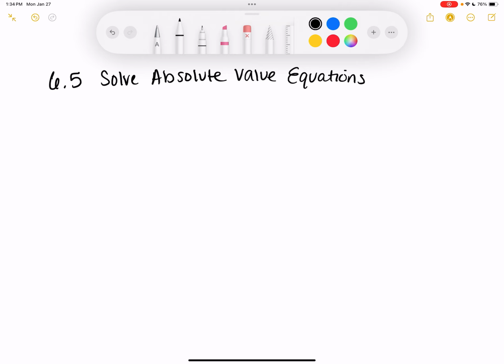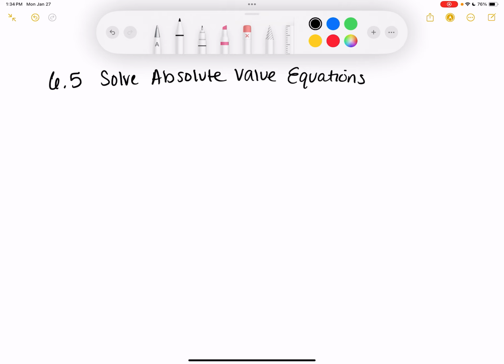All right, between today and tomorrow, this is going to have a lot of similarities with the stuff that we've been doing. Obviously, we've been doing inequalities. These two sections, 6.5 and 6.6, go together. This is absolute value equations. Tomorrow is going to be absolute value inequalities. So just be aware that there's going to be a lot of similarities to that stuff.